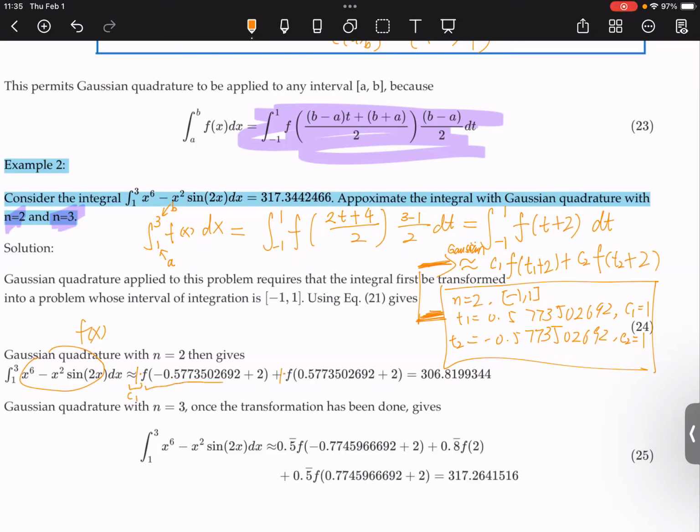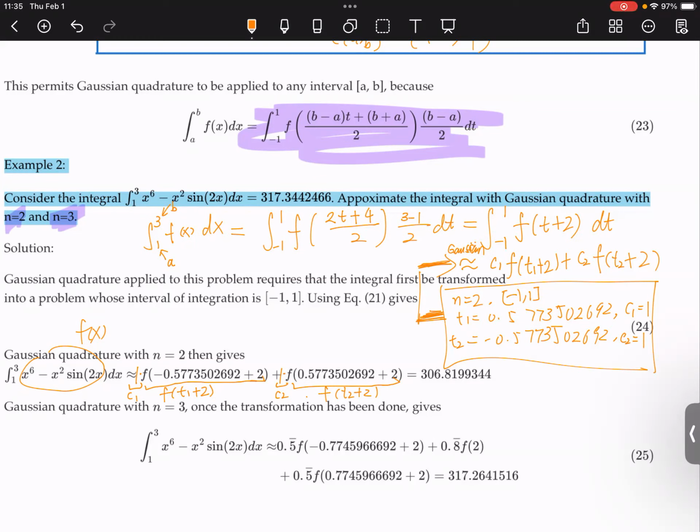And then this one is the f(T1 plus 2), and this is the C2. And then this is the f(T2 plus 2). Does it make sense? And the f function is defined in this way. Actually, you need to just plug in T1 and then plus 2, and you get such a value, and then such a value is substituted into this function here.